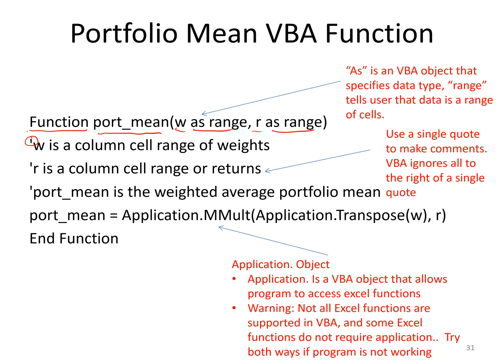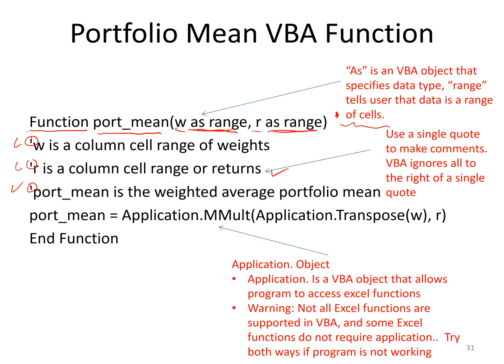I'll say W is a column cell range of weights, R is a column cell range of returns, and I actually describe what the portfolio mean function is doing. Port mean is the weighted average portfolio mean. So two things, As Range just specifies for the user that an input or parameter is a range of cells. Single quotes in VBA are comments, and I can actually put a single quote here and start writing over here. That'll get ignored also.